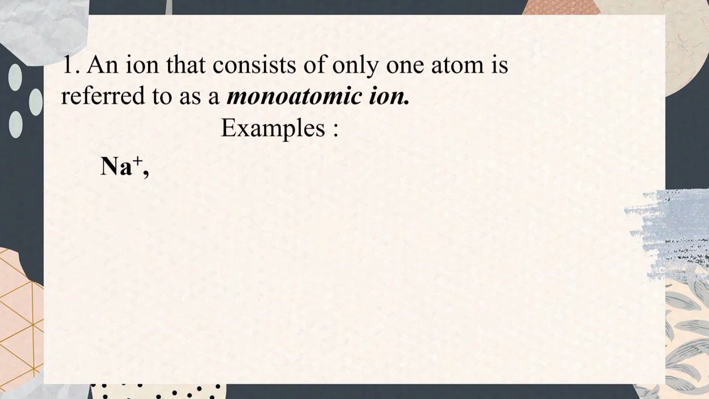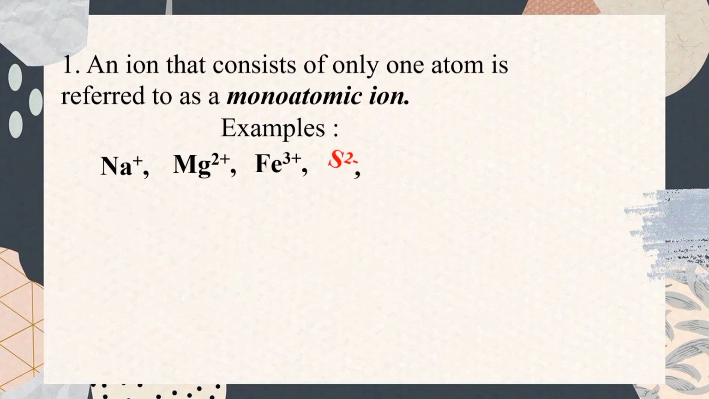sodium with positive 1 charge, meaning to say sodium is capable of donating or losing 1 electron. We also have magnesium with positive 2 charge, which means that magnesium is capable of donating or losing 2 electrons. We also have iron with a positive 3 charge, meaning to say iron is capable of donating or losing 3 electrons.